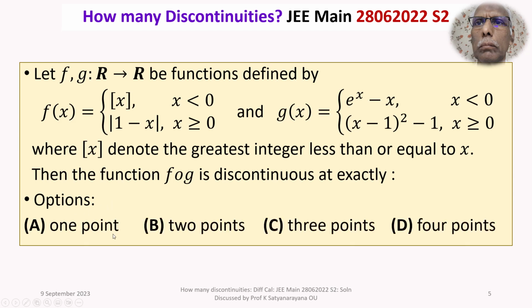Option A: 1 point, option B: 2 points, option C: 3 points, option D: 4 points. We are given two functions f and g defined from R into itself, where R is the set of real numbers. f of x and g of x are defined like this, where bracket x is the greatest integer function, that is, bracket x denotes the greatest integer less than or equal to x. Then we have to consider f compose g, the composition of the two functions, and discuss the number of discontinuities of the function f compose g.